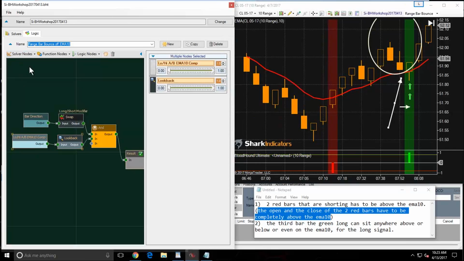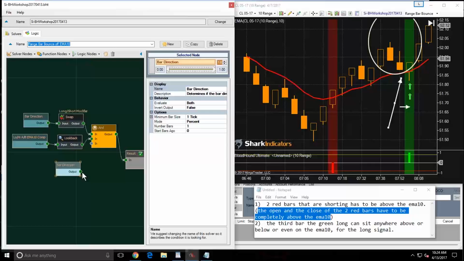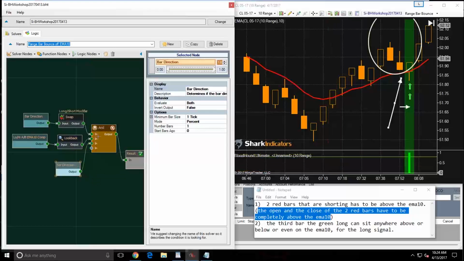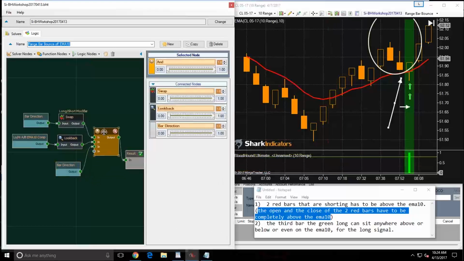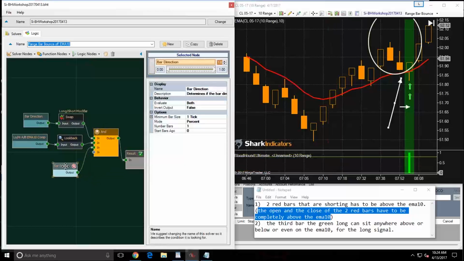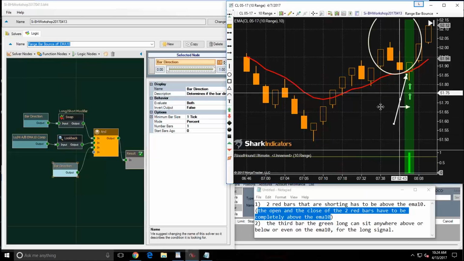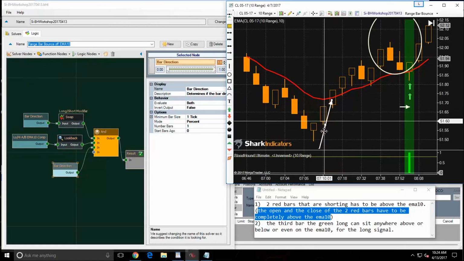I'm just trying to think if there's any advantage between the 2. Well, let's just go the simple route here. Let's just grab a bar direction and go the simple route. Just like that. So there's the simple route with the bar direction, and so problem solved right there.